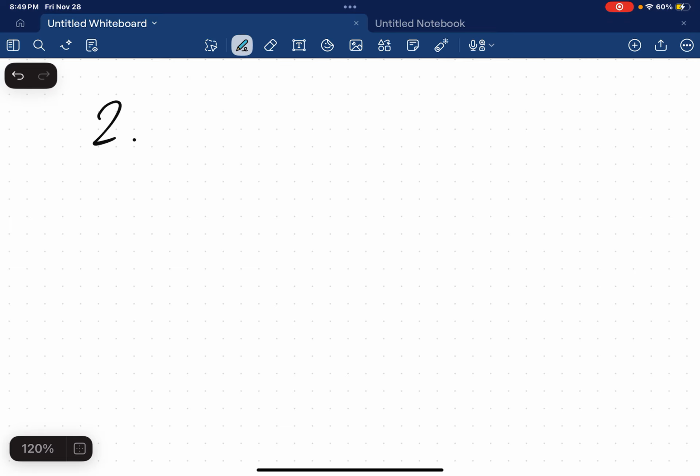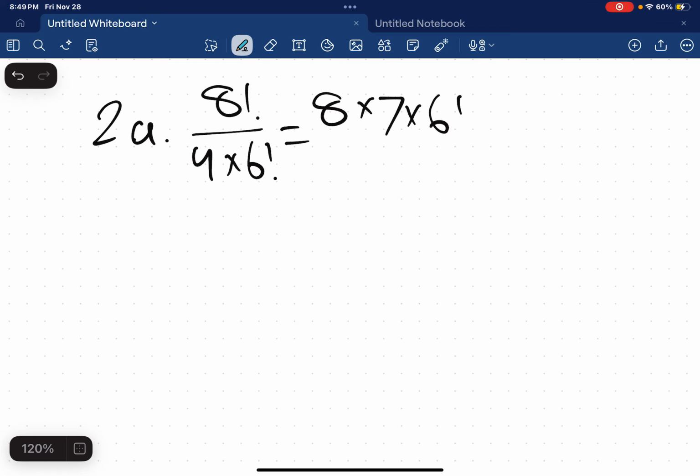Number 2 says to find the value of all of these, so let's start. 2a, we have 8 factorial over 4 times 6 factorial. Remember, factorials are just 8 times 7 times 6 times 5. So this is going to be 8 times 7 times 6 factorial over 4 times 6 factorial. These cancel out, and we're just left with 8 times 7 divided by 4, which is 14.